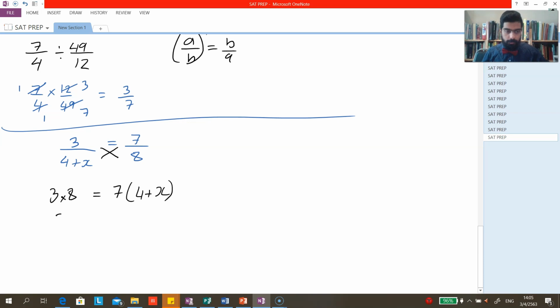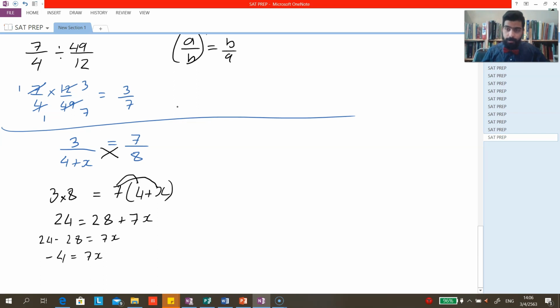Now 3 times 8 will give us 24, which is equal to... now we will use the distributive property to break the bracket. So 7 times 4 will give us 28 plus 7 times x would give us 7x. Now I'm going to transpose this 28 to the other side. So we'll have 24 minus 28 is equal to 7x. 24 minus 28 will give us negative 4 is equal to 7x.